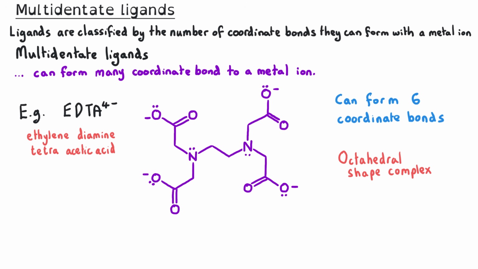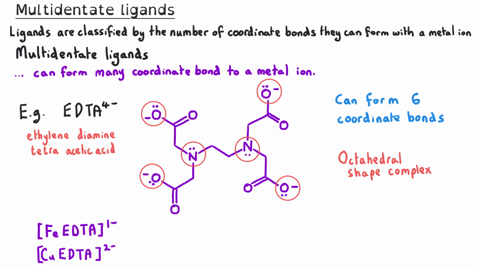You could be asked to circle the atoms with lone pairs that it could use to form those coordinate bonds. Because it can form 6 coordinate bonds, there must of course be 6 atoms to circle. 2 of them are the nitrogen atoms in the middle, and the other 4 are these 4 atoms that I'm showing here, the oxygens that are carrying the negative charge, and I'm showing them with the lone pair here.